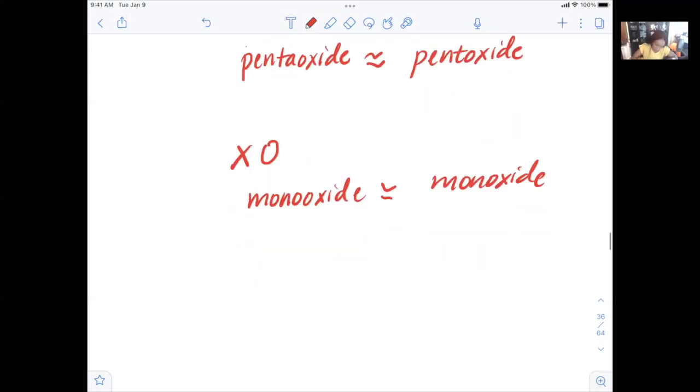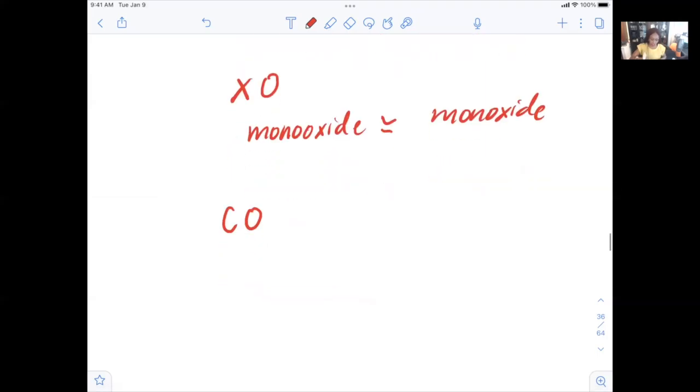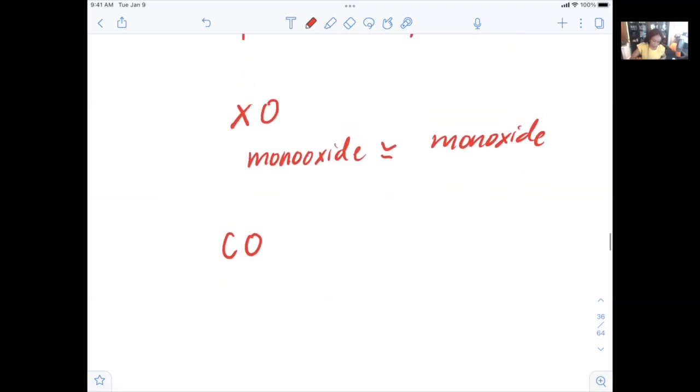So let's talk about carbon monoxide, CO. This is the gas that's produced whenever you have a combustion reaction, a reaction in which gasoline or some kind of fuel is burning oxygen, but not enough oxygen. And so carbon monoxide is made unintentionally. Okay, how do I name this?